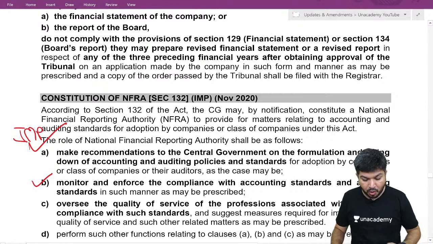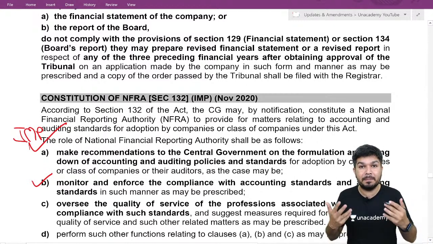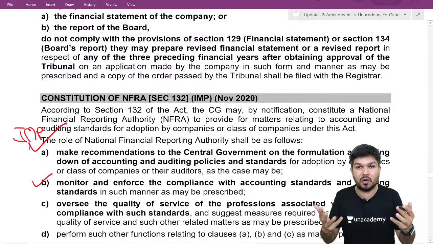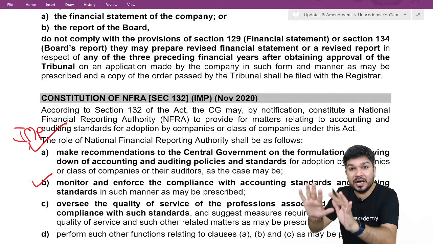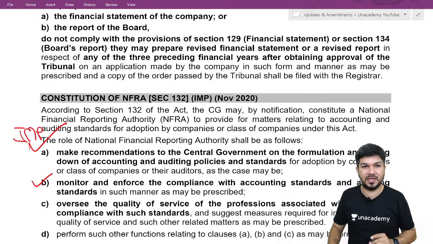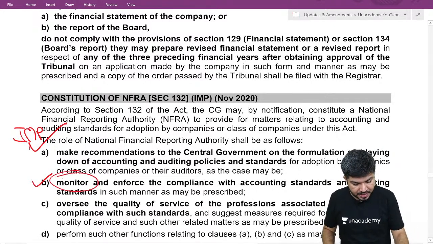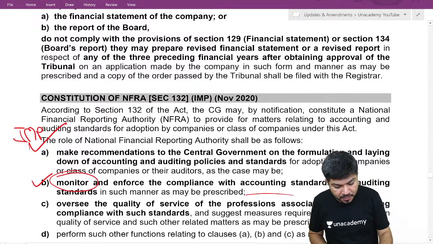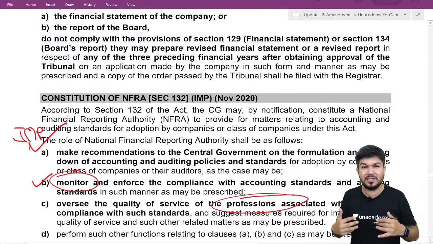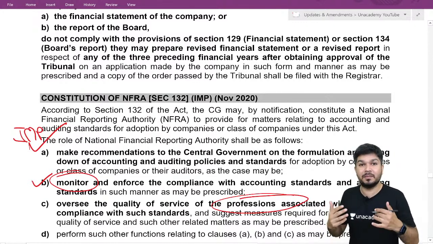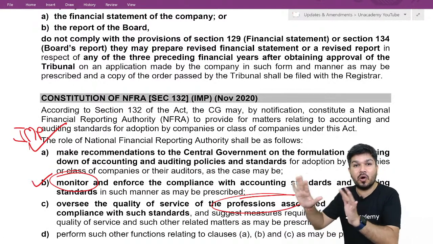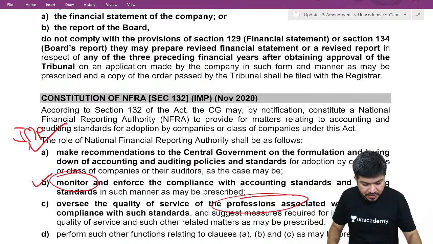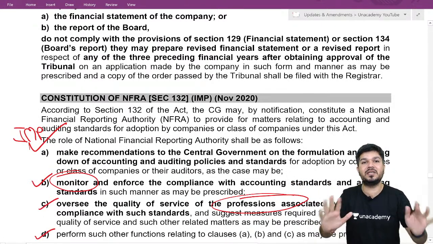Second, it will monitor and enforce compliance with accounting standards and auditing standards. It will see whether the companies and auditors are following accounting standards and auditing standards. It will monitor. It will oversee the quality of services of the professionals. It will see whether the chartered accountants are following auditing standards properly and whether the way they are doing the audit is proper or not, and such functions as are related to A, B, C above.